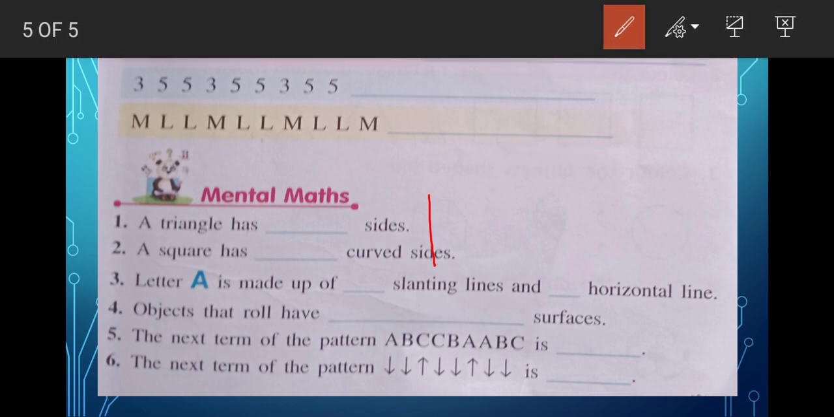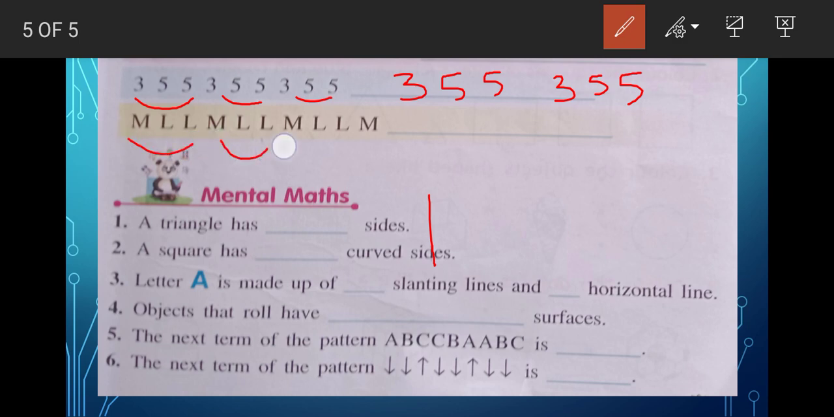Now here, what is the number repeated? 3, 5, 3, 5. So you may also write down 3, 5, and one more time if you want. Even if you write one time, it is correct. M, then double L, M, double L, M, double L, then M is given, so what will you write? Double L. Once you write it also, it is okay.